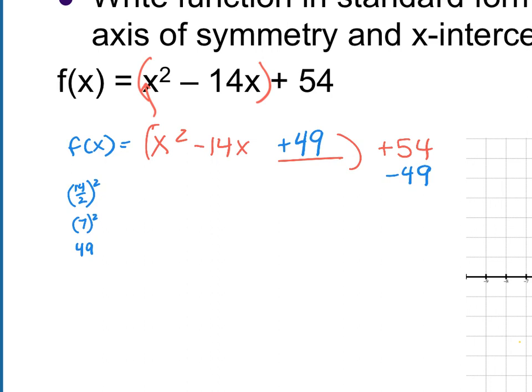So now I'm going to square root the first term. The square root of x squared is x. Square root the last term. The square root of 49 is 7. Take the sign from the middle term, which is negative. Put it in parentheses and square it. So I just factored it. And then I'm going to combine these terms together. 54 minus 49 is positive 5.